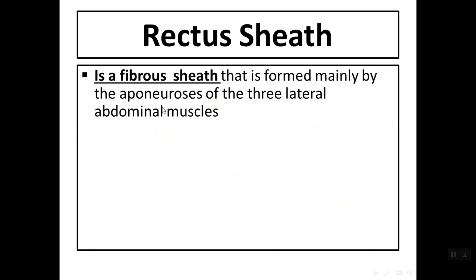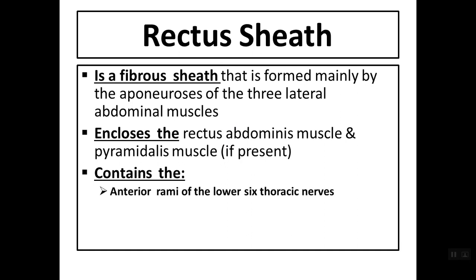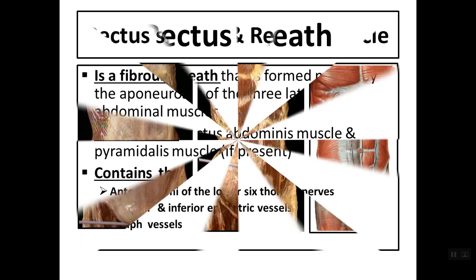First of all, it is a fibrous sheath that is formed mainly by the aponeurosis of the lateral abdominal muscles. It encloses the rectus abdominis muscle and the pyramidalis muscle if it is present. What it contains: anterior rami of the lower six thoracic nerves, superior and inferior epigastric vessels, and the lymph vessels.